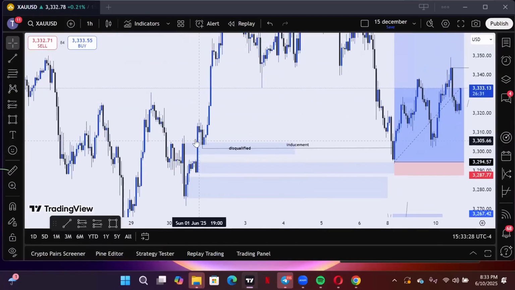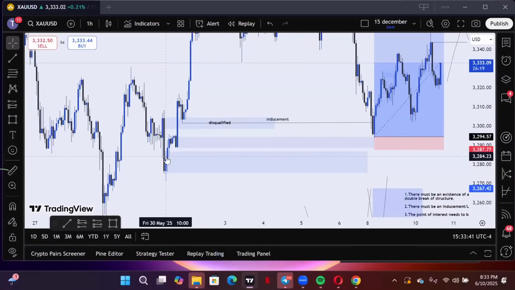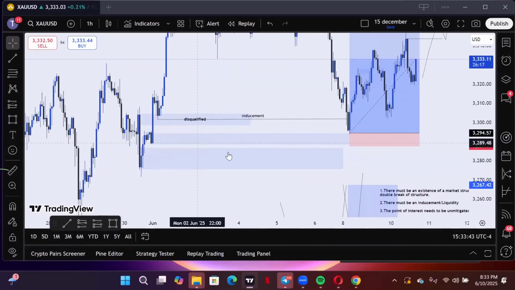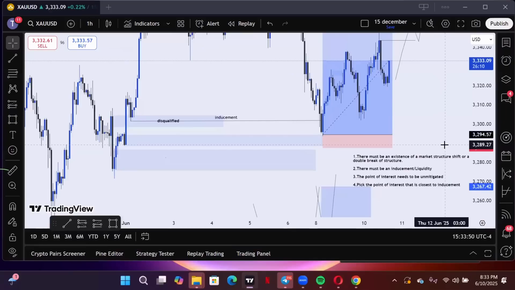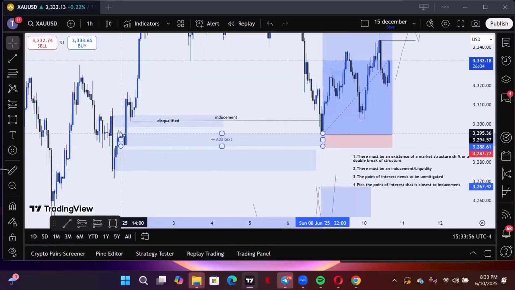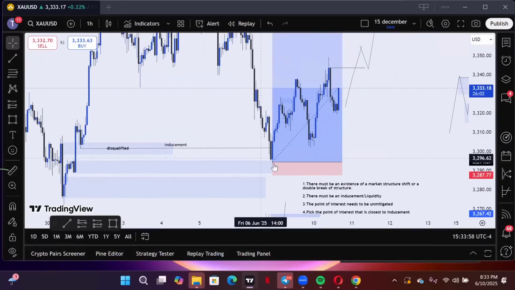So after the market gave me the structure shift, that's rule 1, it gave me my inducement, that's rule 2. Thirdly, I got the unmitigated points of interest, because the one that the market mitigated was this breaker, so I disqualified it. So now I'm left with this other block and this one down here. So I still have two POIs that I can possibly choose from. And then the final rule says pick the point of interest that is closest to the inducement. Between these two, the one closest to where my inducement is, is this other block. And that was why my entry for a buy was from this other block here.